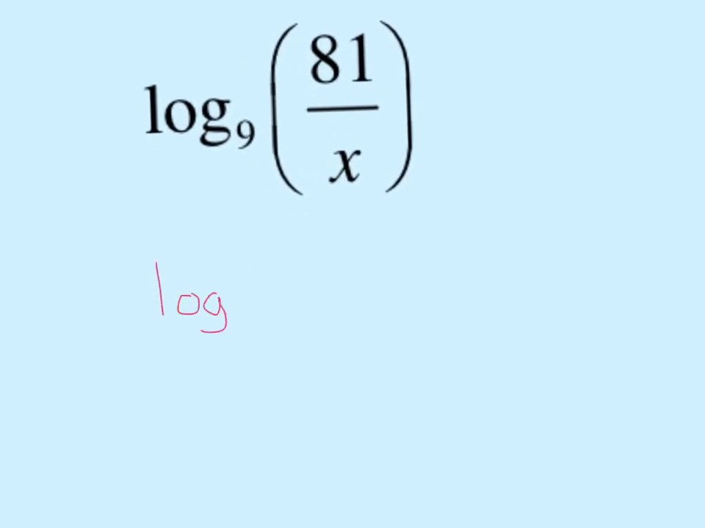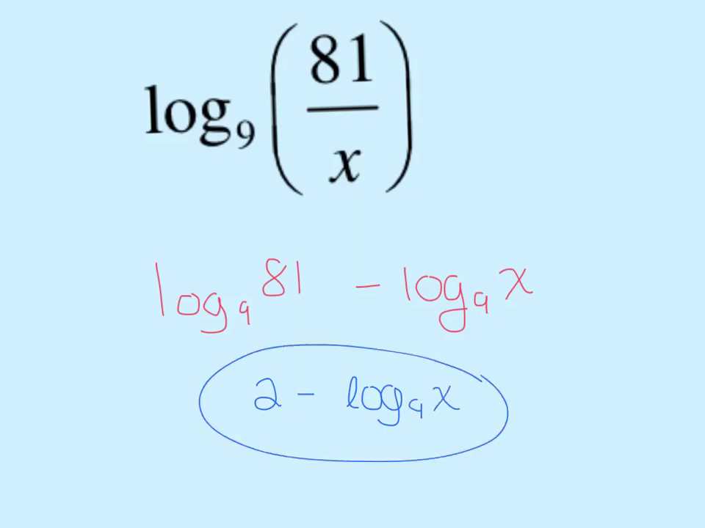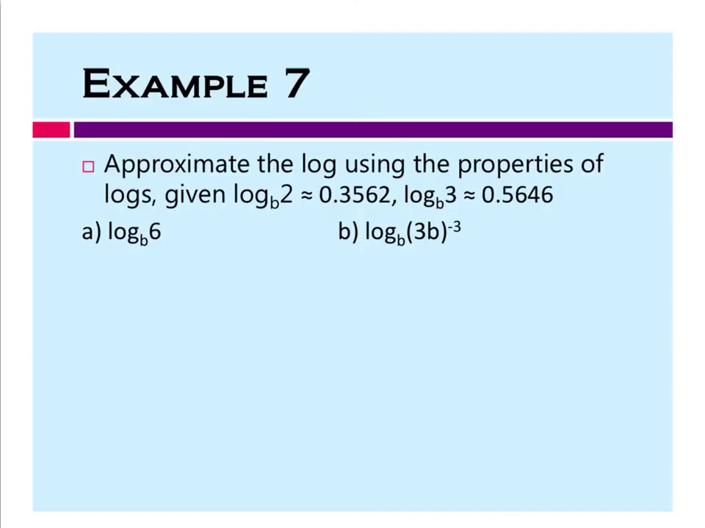So log base 9 of 81 minus log base 9 of x. This can reduce. 9 to what power is 81? Good. So this becomes 2 minus log 9x.